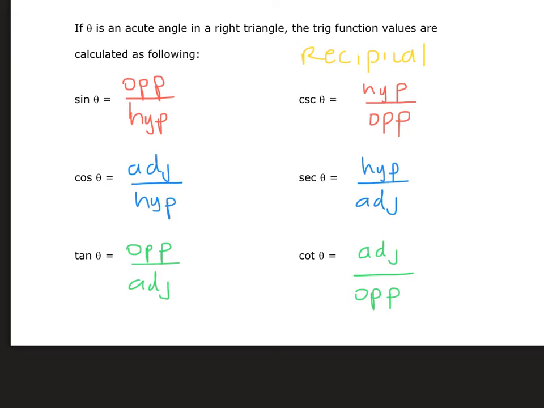Another way that we could write those reciprocal trig functions is just literally take the reciprocal of the trig function. So cosecant would be 1 over sine theta. Secant is 1 over cosine theta. And cotangent is 1 over tangent theta.